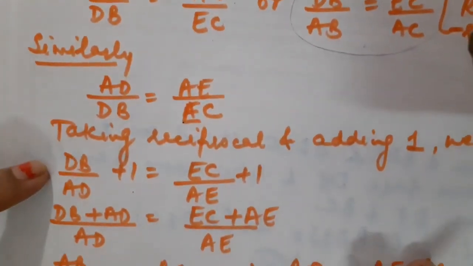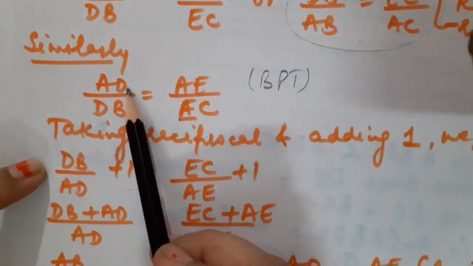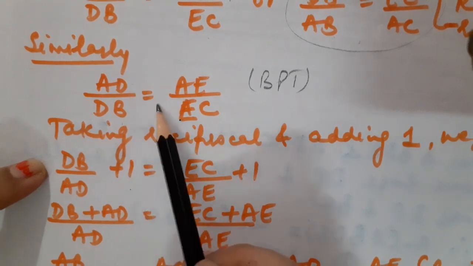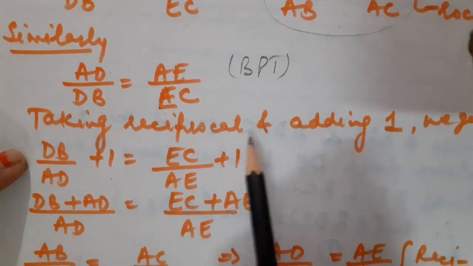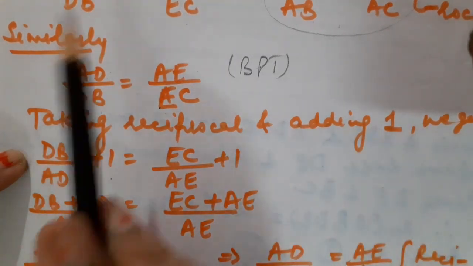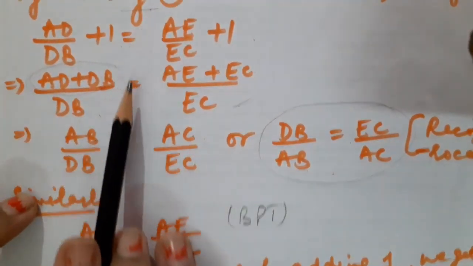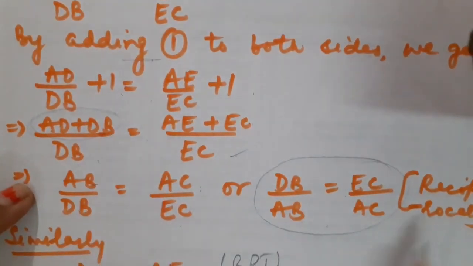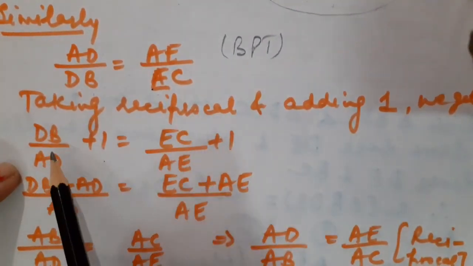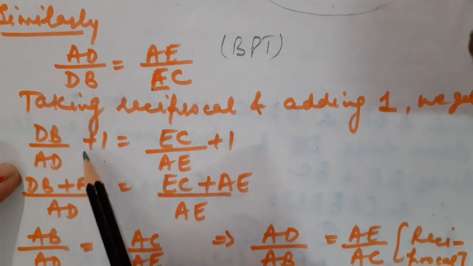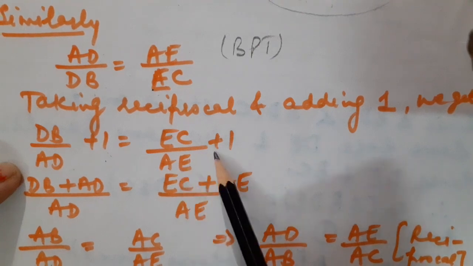Have a look. Again I am using BPT. What is that BPT? AD upon DB, that is shorter upon shorter, is equal to AE upon EC. Now children, here I am going to take reciprocal first and then I will be adding 1. In the previous part I added 1 first and then I took the reciprocal. Here I am going to do its reverse. First of all, I have taken reciprocal. It would become DB upon AD. Then I am adding 1: DB upon AD plus 1 is equal to EC upon AE plus 1.